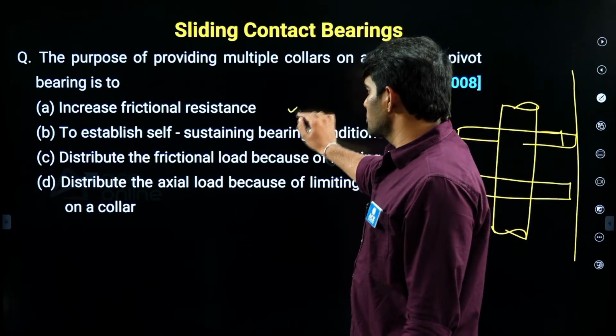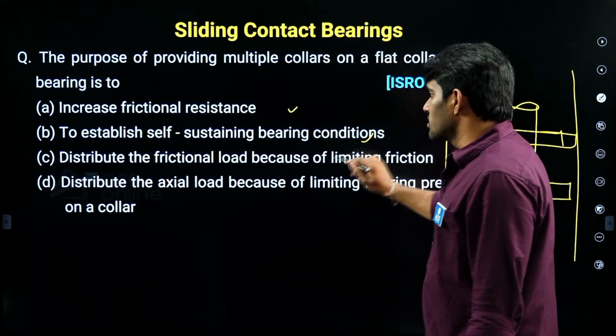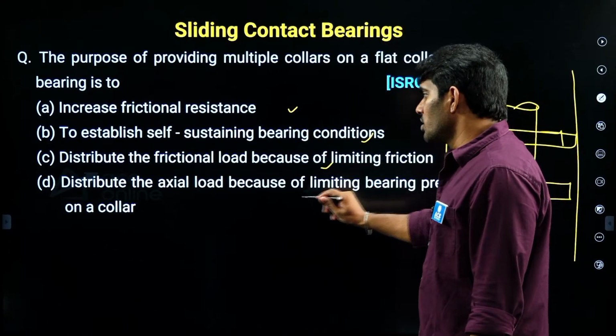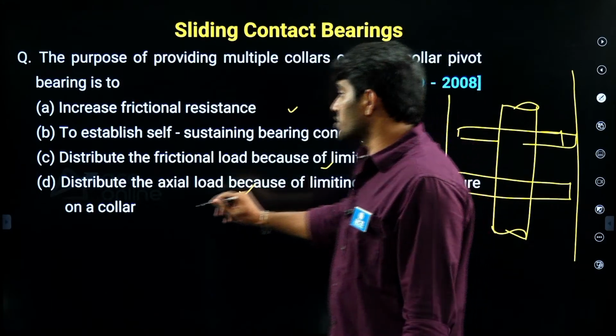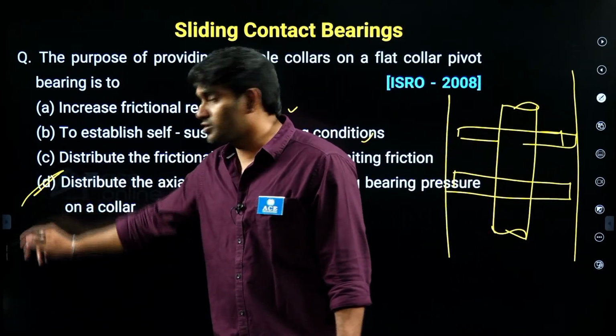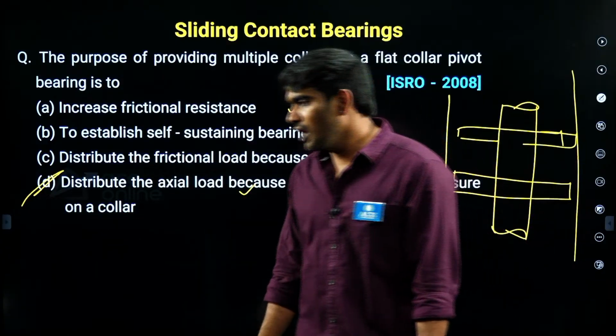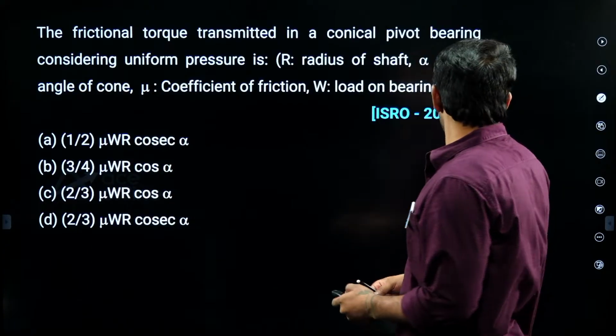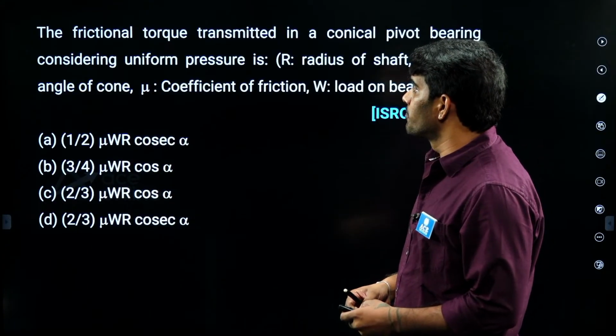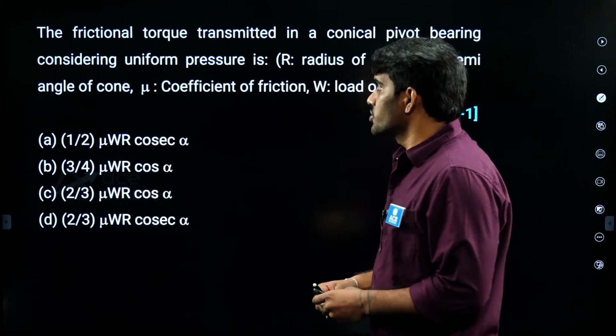Now what is the answer from the options? Increase frictional resistance to establish self-sustaining bearing condition, distribute the frictional load? No. Distribute the axial load because of limiting bearing pressure on the collar. So the answer here has to be D. Now let's see a few more questions and then close the session.